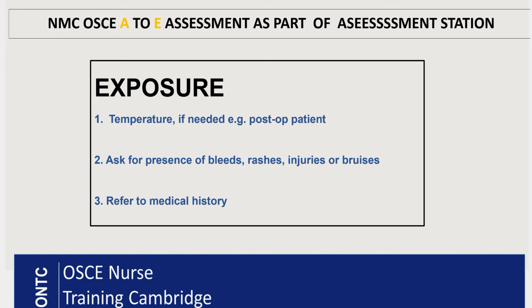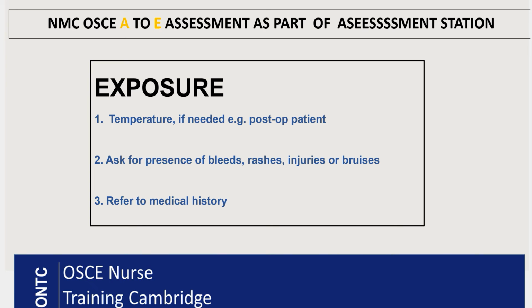So we'll say your temperature is this, and then in the instructions in the assessment station on your template, they say don't ask your actor to take any clothes off to look for exposure. You can ask your examiner for additional questions. So you can ask the examiner if your patient has any presence of bleeds on their body, any bruises, any rashes, or any injuries, because that could indicate the development of sepsis, that your patient may be developing sepsis. So you will ask those questions to your examiner.